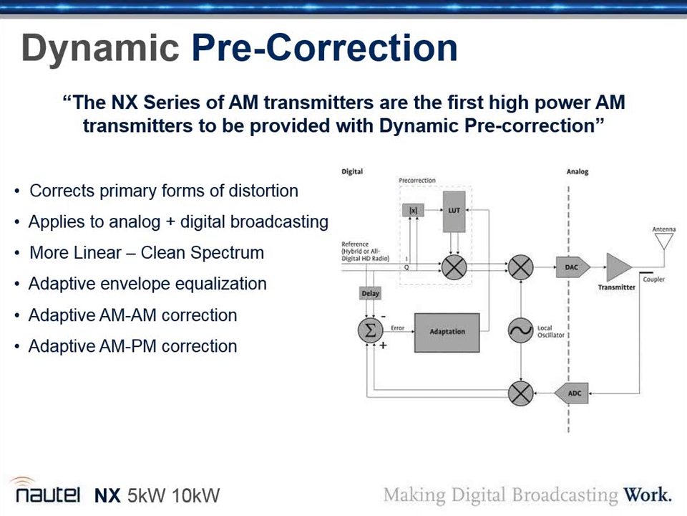That's right. So tell me about envelope equalization. What does that really mean? So that means that the filter used in the power amplifier's modulator causes some frequency response in the audio that's being transmitted through the transmitter. So we apply an inverse filter to compensate for that frequency response and get a better frequency response through the transmitter.